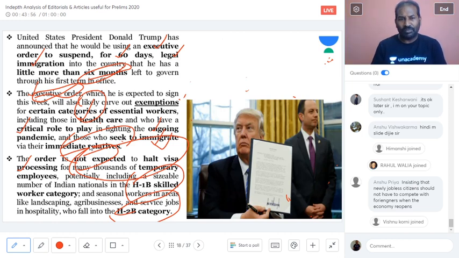That means the H1B are skilled laborers, and H2B are seasonal workers, or those working in agribusiness, landscaping or hospitality.